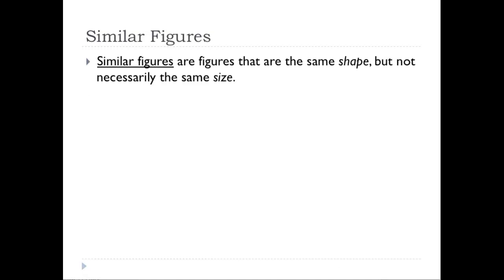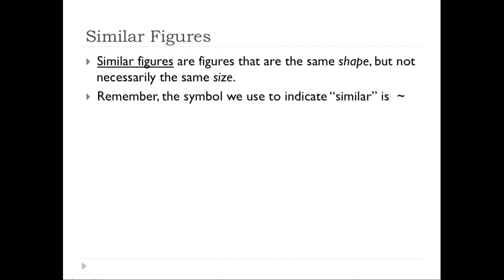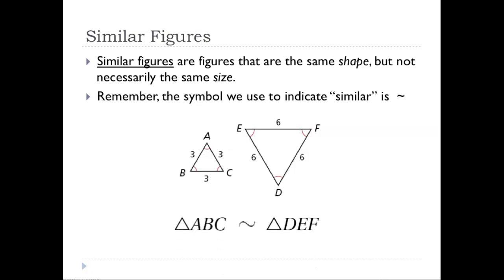Okay, so now let's talk about similar figures. Similar figures are figures that are the same shape, but not necessarily the same size. Now, the symbol that we use to indicate that two figures are similar is this squiggly, which we call a tilde. And so let's say here we have two triangles and they are similar to each other. We would write that ABC is similar to DEF.